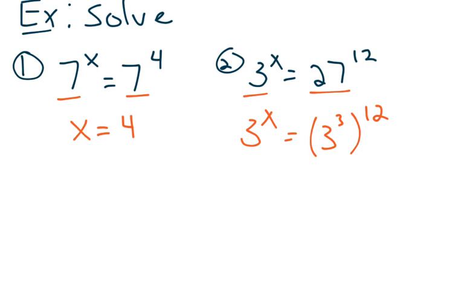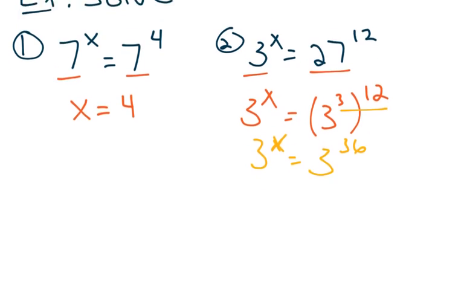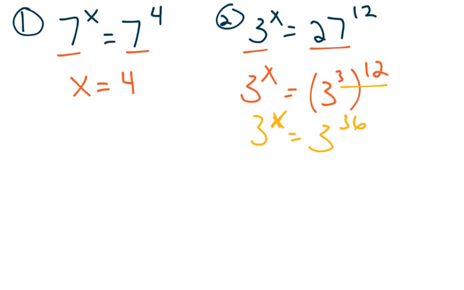Now we can take 3 times 12. So we'll have 3 to the x is equal to 3 to the 36th power. This right here is the power to a power rule. If two exponents are right next to each other, we just need to multiply them together. So 3 times 12, that's where 36 comes from. Now we've got 3 to the x is equal to 3 to the 36. Now our bases are the same, so we can set our exponents equal to each other. X equals 36, and we're done because there's nothing else to solve. That would be your answer for number 2: x is equal to 36.